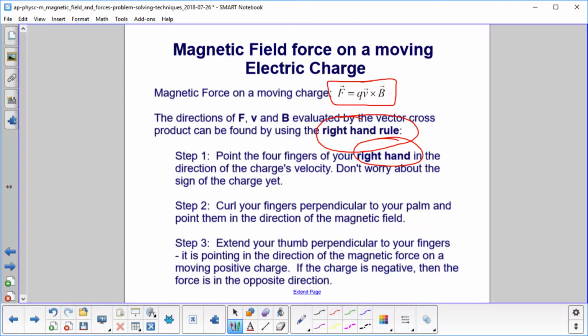Another way of looking at it is just point your palm in the direction of the magnetic field. Now extend your thumb perpendicular to your fingers. That is now pointing in the direction of the magnetic force on a moving positive charge. Now, what if the charge were negative? Now we worry about it. All you have to do is flip the direction of the force. So if the force on the positive charge is up, the negative charge will be down.